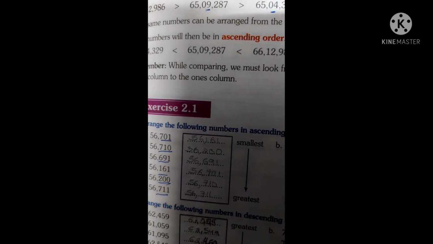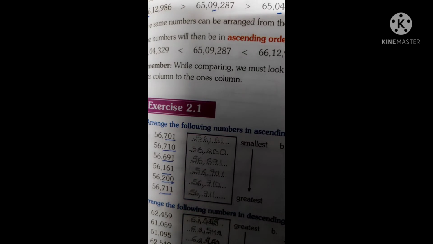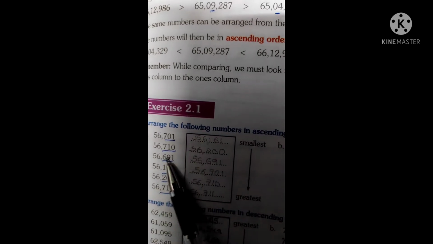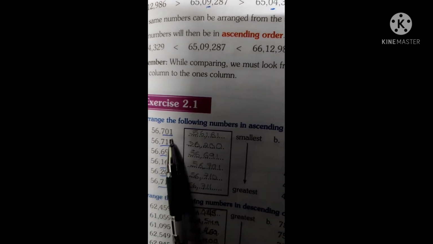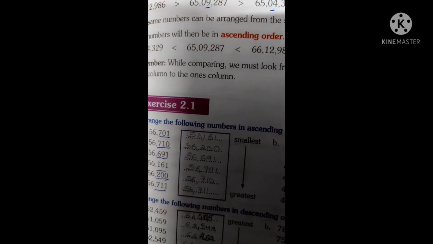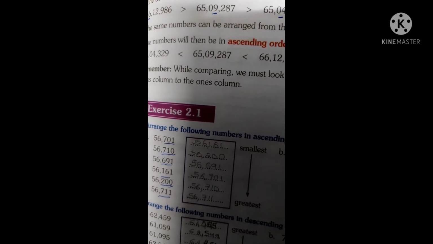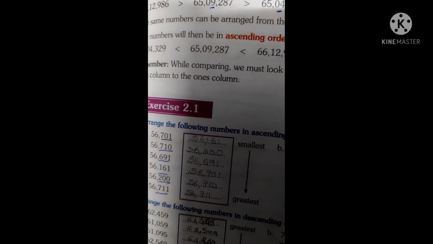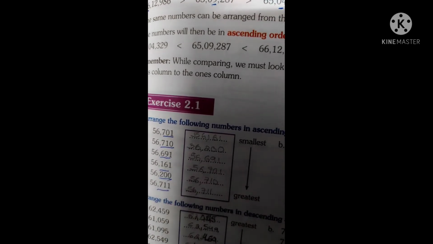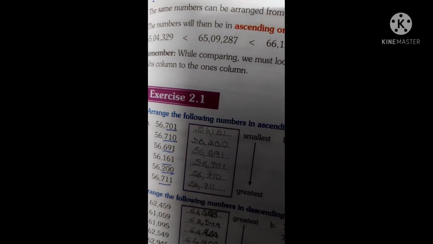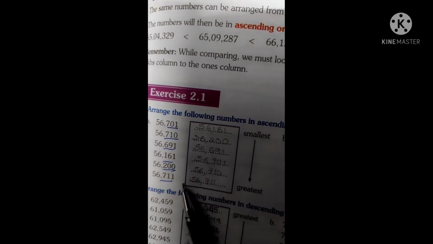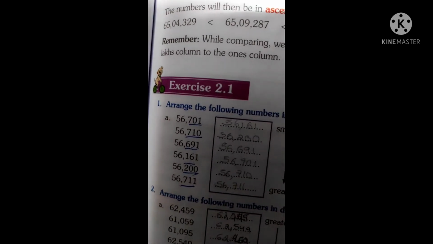And the next one: check the ones column. Here 1, 0, 1. And in the tens column, here 1, 0, 1. So the tens column decides. Our next number is 56,701. And the next number: here 1, 1 is the same, so compare 0 and 1 in the ones column. 0 is smaller than 1, so 56,710 is the next number. And the last number is 56,711. So this is our answer.